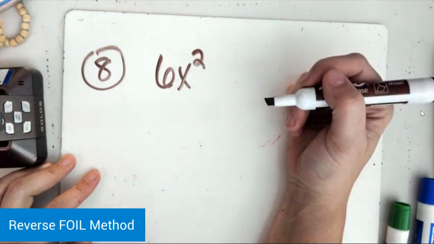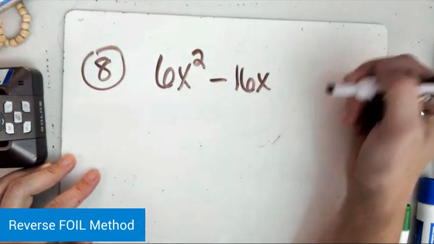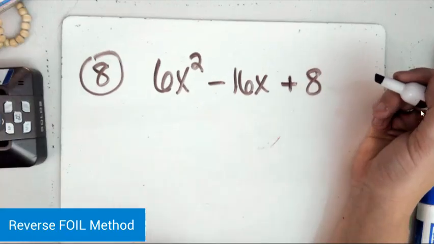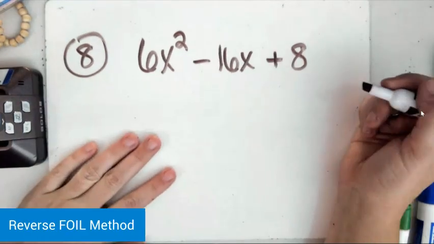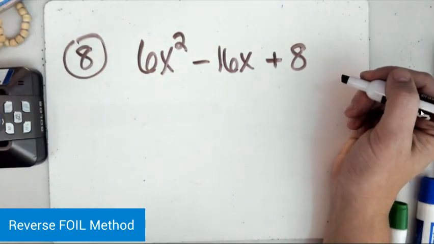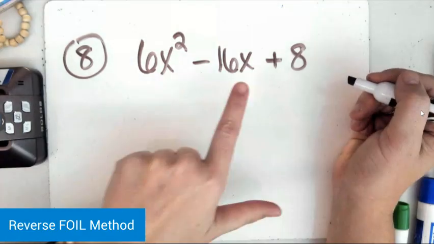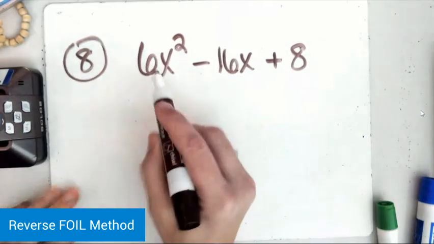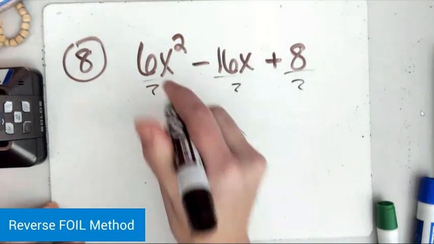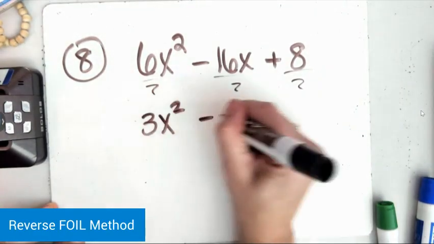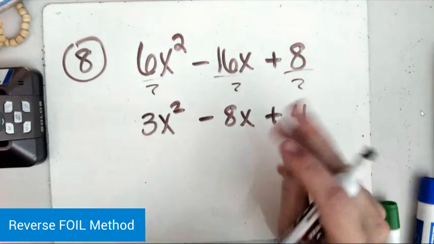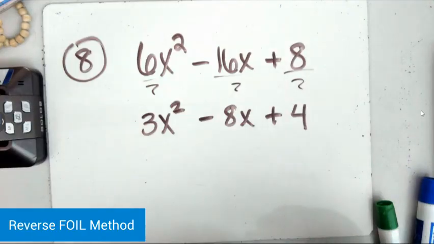This one is a little bit different. Can anyone see why it would be different? They're all divisible by 2. So if I was to actually divide them all by 2, I would get smaller numbers, right? Easier to find the factors when they're smaller.